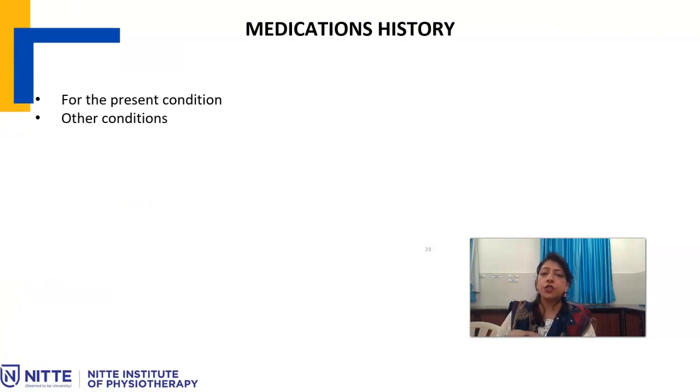So medication history should be taken in brief, where we can understand whether the patient is on any hypertensive medications or whether the patient is on any painkillers, whether he is a diabetic and is taking medications for diabetes. These are important for us when we are prescribing exercise to the patient, which should be documented very well.